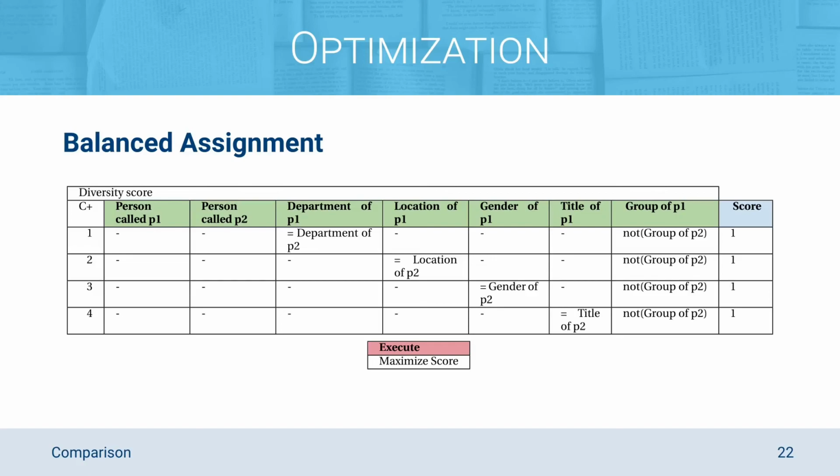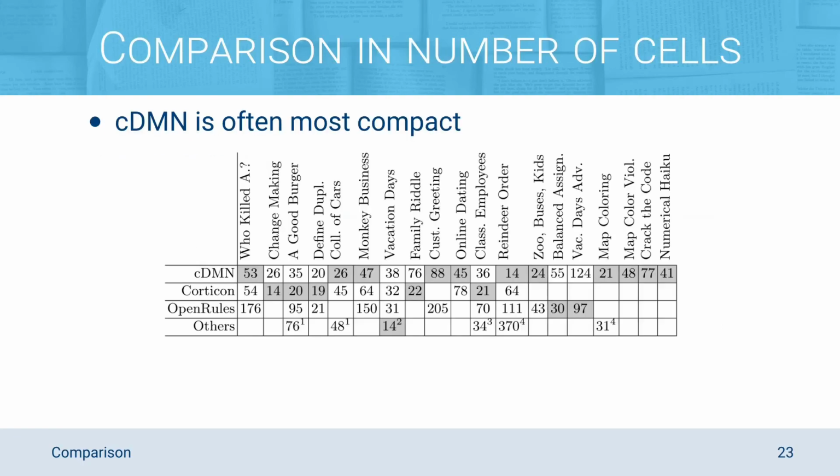And this is something that no other DMN model can do, because DMN doesn't support optimization. If we compare our solutions to the other ones that I've shown and more in total number of cells, then we can find that cDMN is often the most compact. So here the gray means that it is more compact. Moreover, cDMN is able to implement more challenges than any of the other solvers.